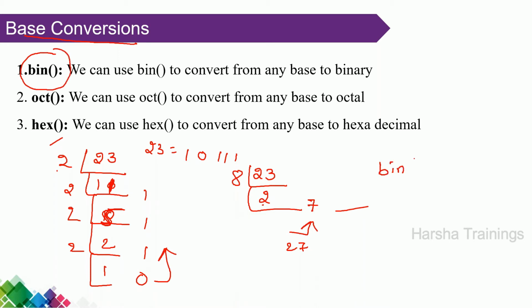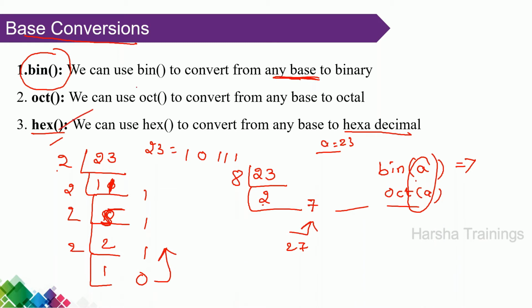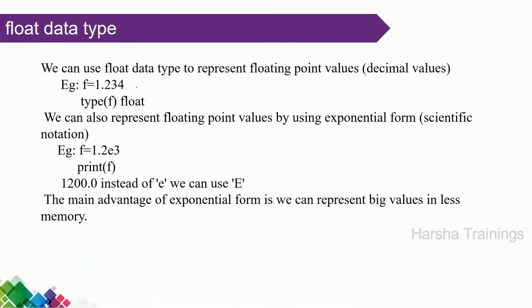Suppose simply bin of A. Assume A is equal to 23. Bin of A, automatically the number is converted into binary. Oct of A, the number is converted into octal. Hex of A, the number is converted into hexadecimal. Not only a decimal number, whatever base is given, any base is converted into hexadecimal by using the hex function. Now, first I will cover all the topics and then move to execution.